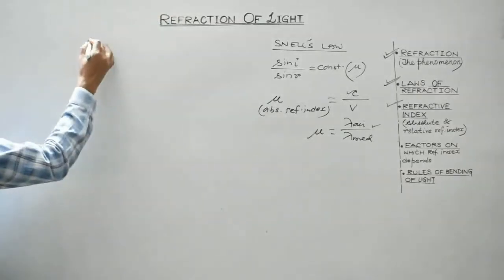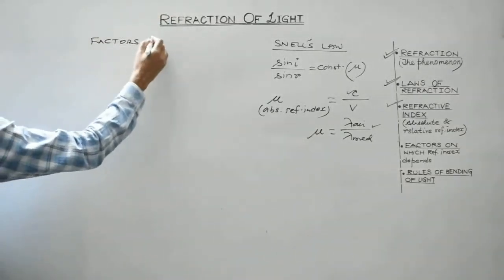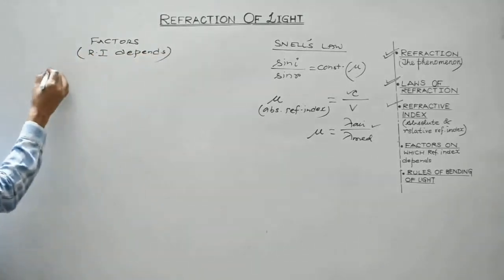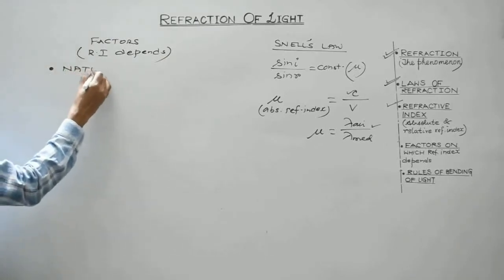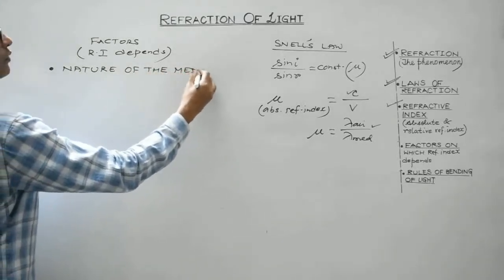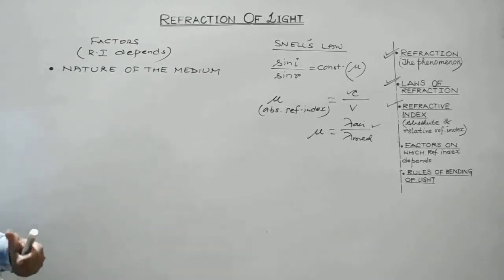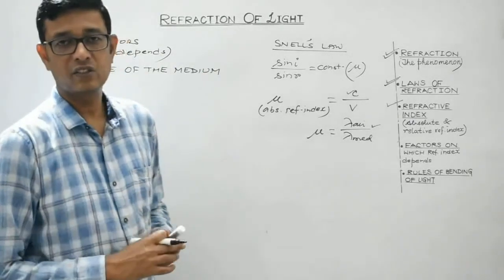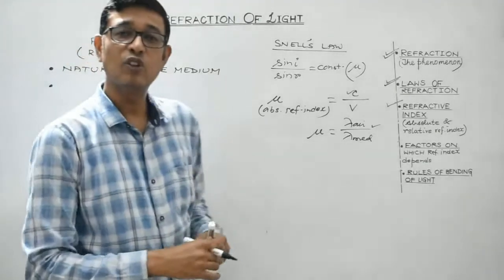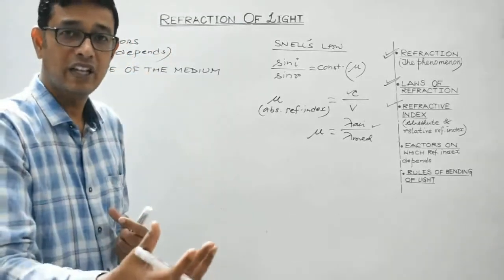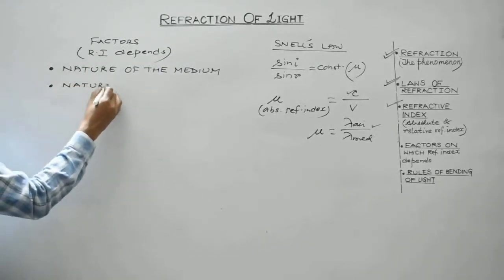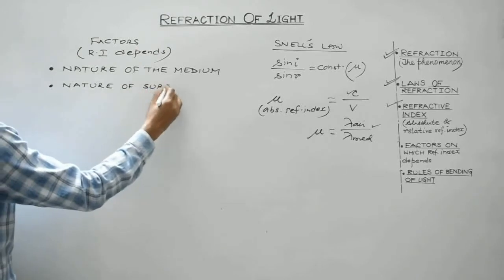So factors on which refractive index depends. First one is, refractive index of a medium depends upon the nature of the medium. Different media will possess different refractive index. So it does depend upon the nature of the medium. Not only this, students, it will also depend upon the nature of the surrounding medium in which this medium is placed. So it depends upon the nature of the surrounding medium.